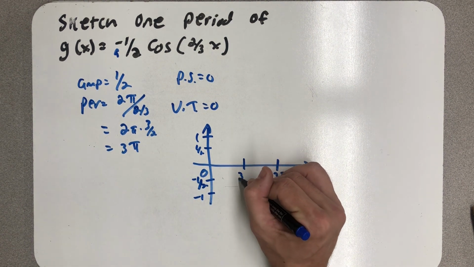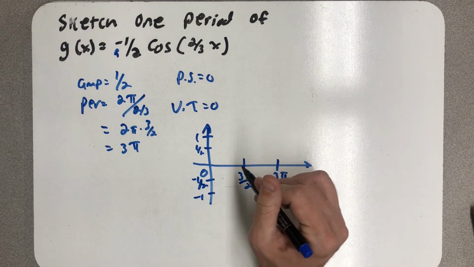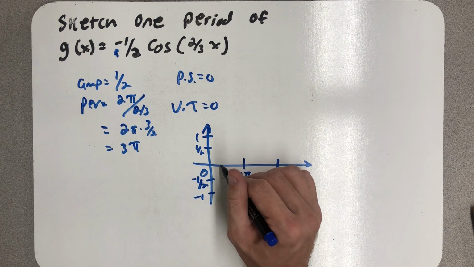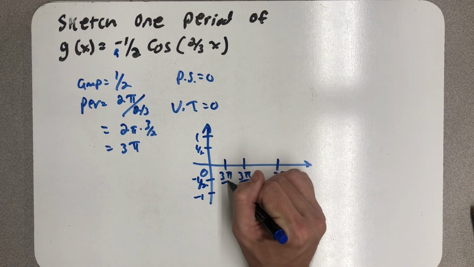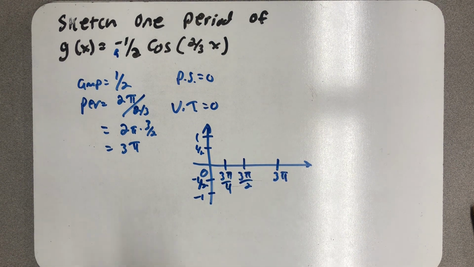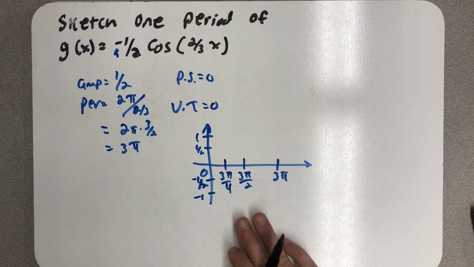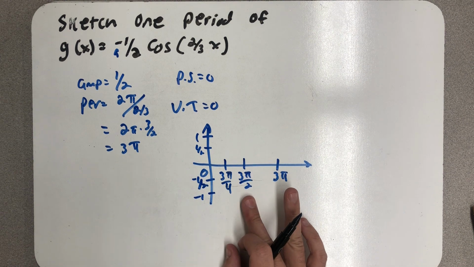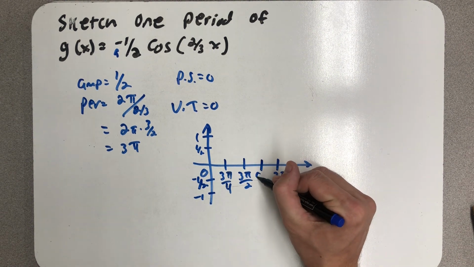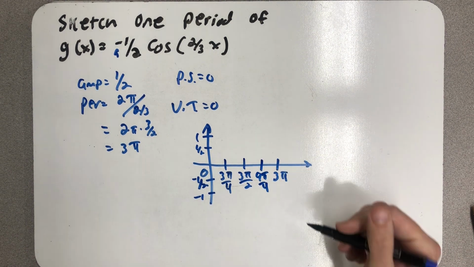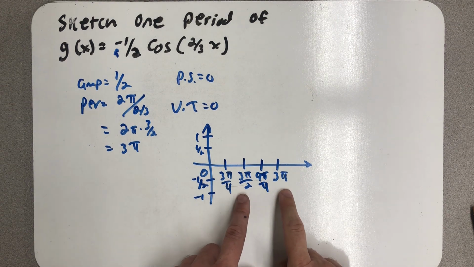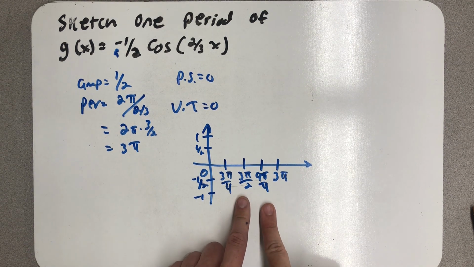Well, that would be half of 3 pi, so 3 pi over 2. What's right in between 0 and 3 pi halves would be 3 pi fourths. And then I could imagine counting up by 3 pi fourths. I have 3 pi fourths, 6 pi fourths, and then this one would be 9 pi fourths. I could also imagine adding those two together and dividing by 2 to find that point in the middle.